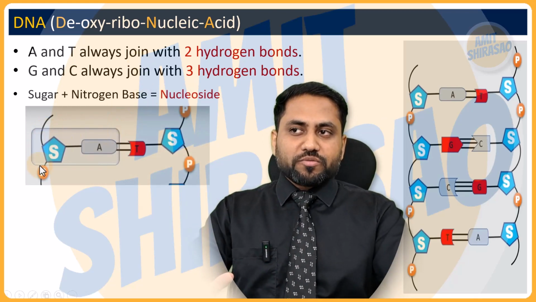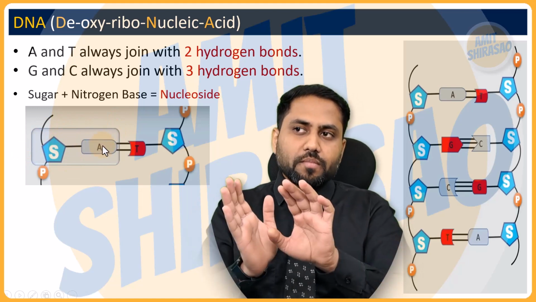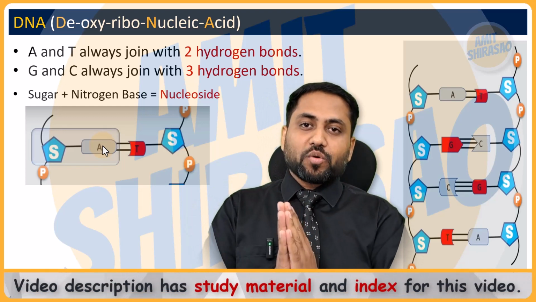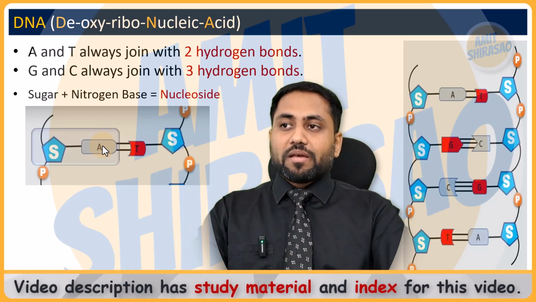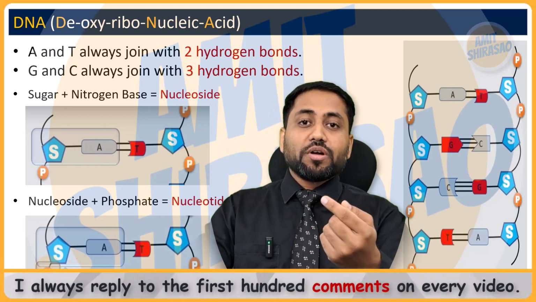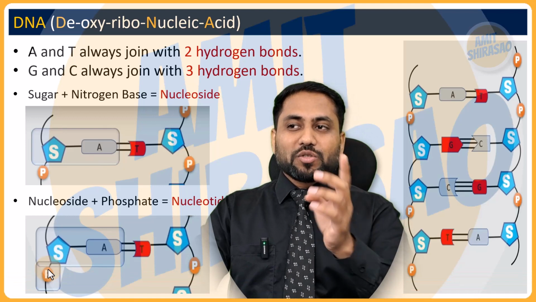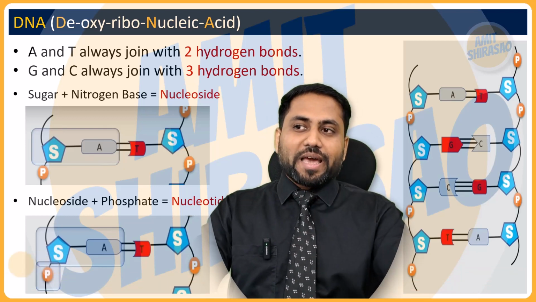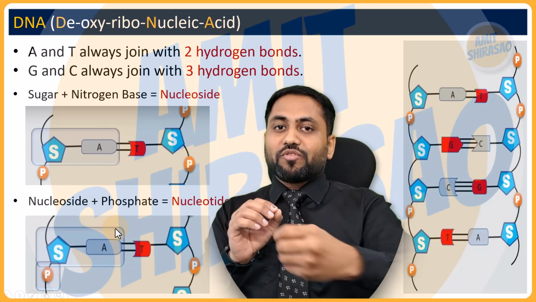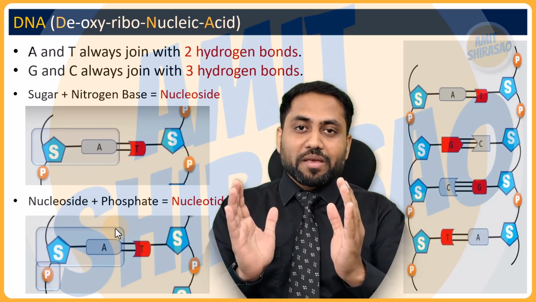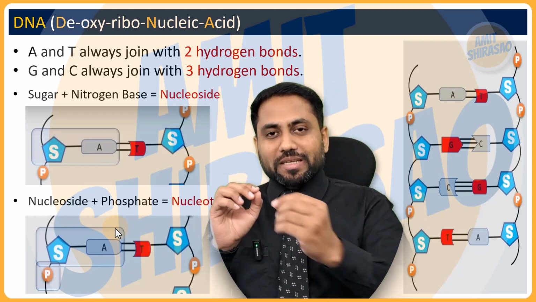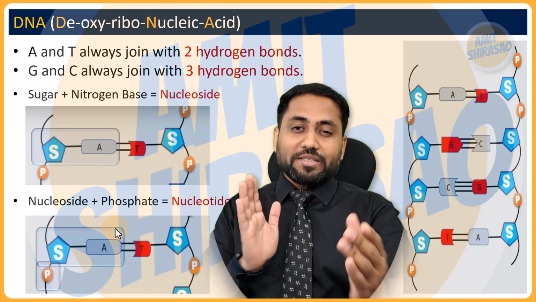Nucleoside means this pentose sugar along with the nitrogen base, they are together called a nucleoside. Now, if you combine this phosphate group also into it, then it is called a nucleotide. So nucleoside, nucleotide. And then I told you that a series of nucleotides is called a gene, and a series of genes is called a DNA. Got the idea? So DNA is made up of many nucleotides.